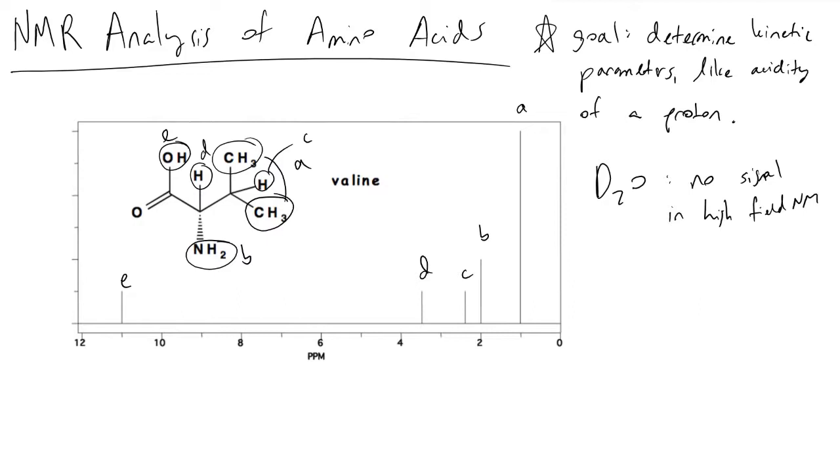So the traditional NMR techniques that we're using. And the reason it is helpful to us is because we can now use D2O, specifically the exchange of deuterium atoms with a molecule like valine, to determine how acidic a proton is.